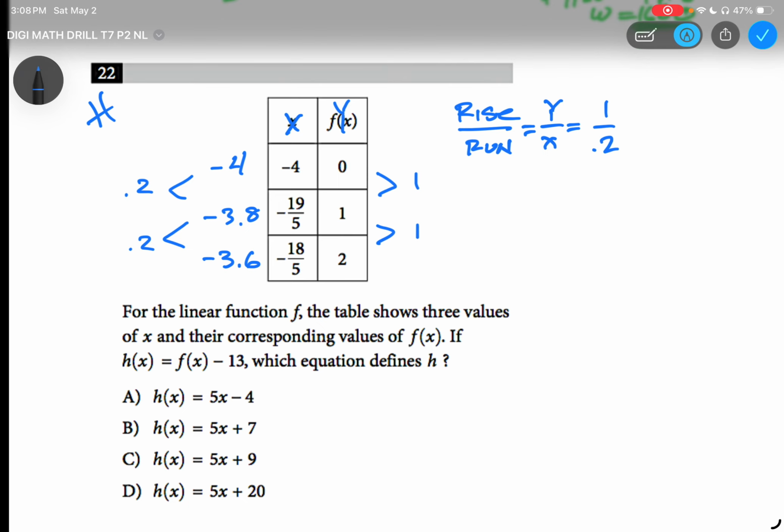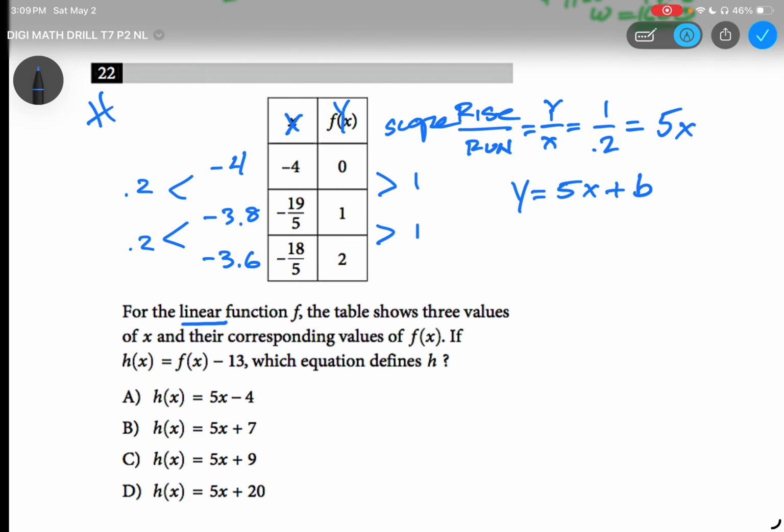And if you're not sure, the start of the question says "for the linear function." Now we just identified why it's linear. For every increase of x, you have the same increase of y. That's what makes it linear. Now notice we get a 1 over 0.2. What is 1 divided by 0.2 if you use your calculator? It equals 5. So your slope, remember, your slope is rise over run. Your slope is actually going to be 5x. So in slope-intercept form, y equals 5x plus b.